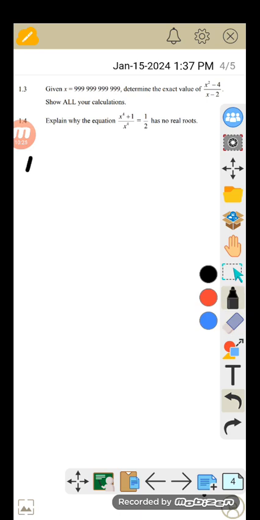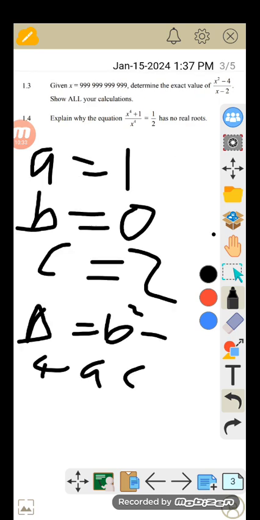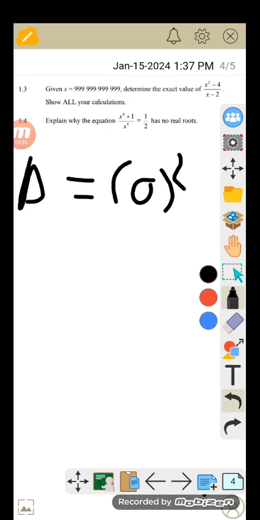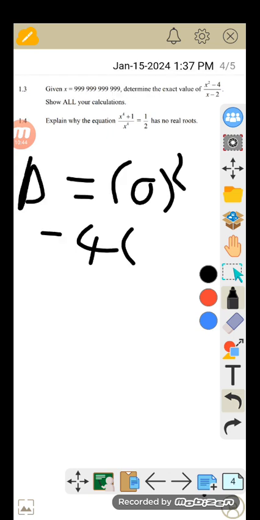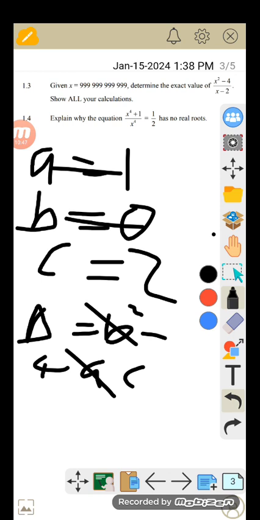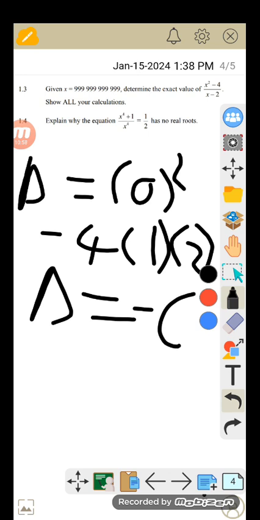We are going to have this kind of delta. At b, we are going to substitute 0. Our b is 0. At a, we are going to substitute 1, because our a is 1. At c, we are going to put 2 where we see c, like this, guys. Then we get our delta as minus 8. Therefore, our delta is negative. Therefore, you can say that our delta is less than 0.